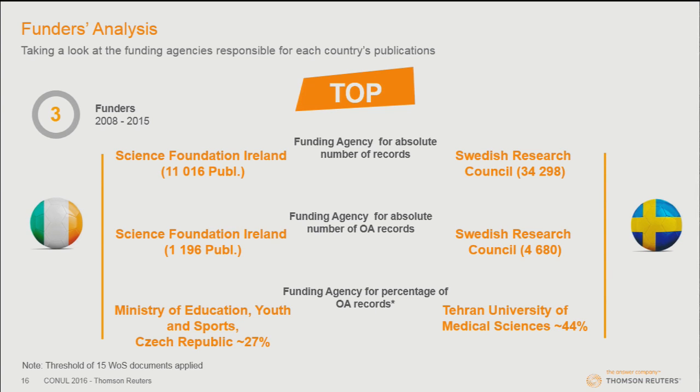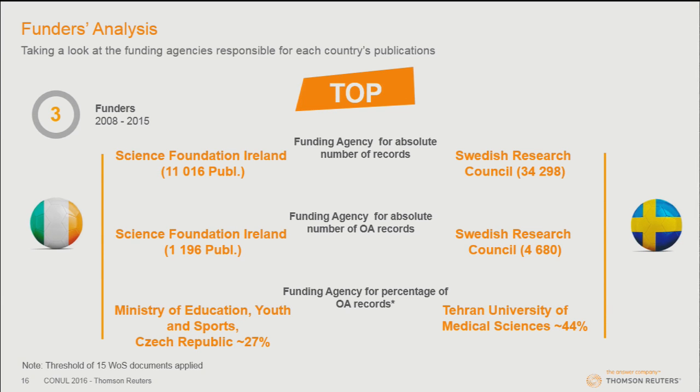Of course, if I wouldn't apply any threshold, for example, one funder that had one publication and it was open access, it would be 100%. That's why we had the threshold there. So this was our methodology to make this analysis between the two countries.